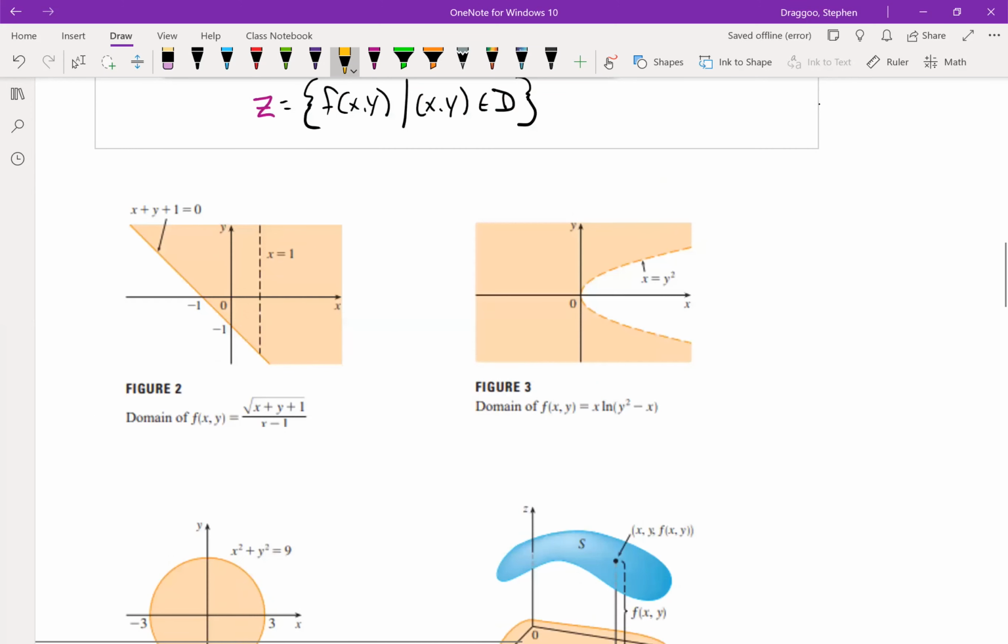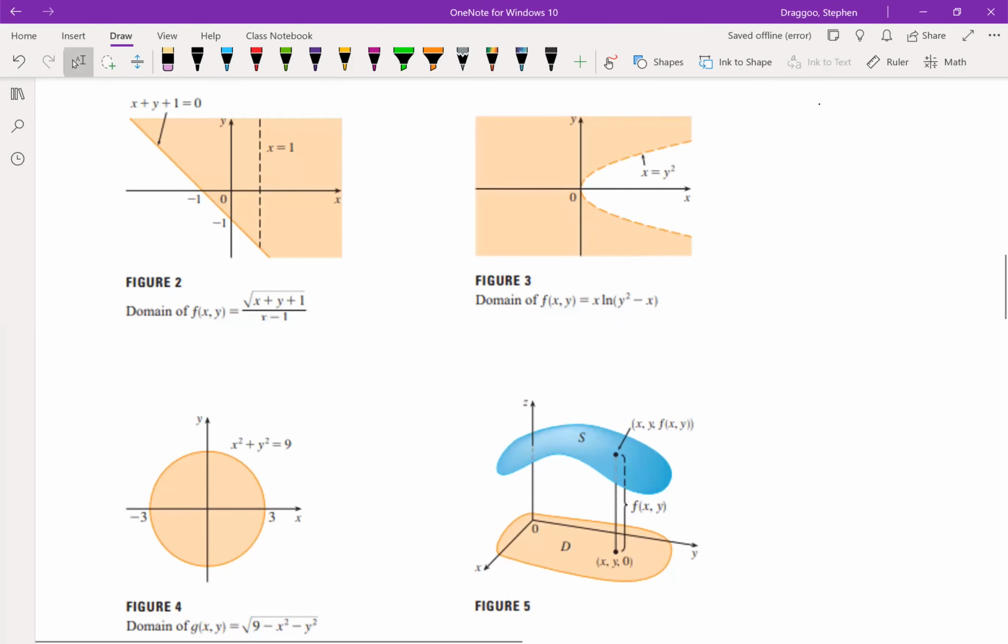All right, the next few figures that we're going to look at all break down the domains of multivariable functions. And the rules are going to be pretty similar to the rules we would use for finding the domains of single variable functions. So in figure 2, we've got the function, the square root of x plus y plus 1, over x minus 1. So we come up with the rules that the thing inside of the square root must be greater than or equal to 0, and that our denominator, x minus 1, needs to be not equal to 0. Right? Can't divide by 0, can't take the square root of a negative.